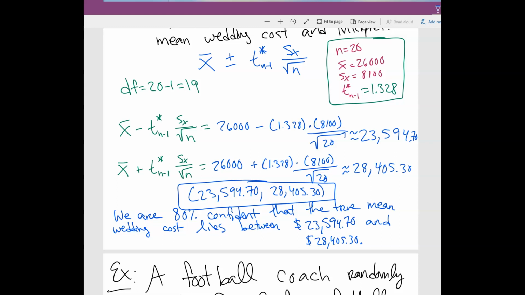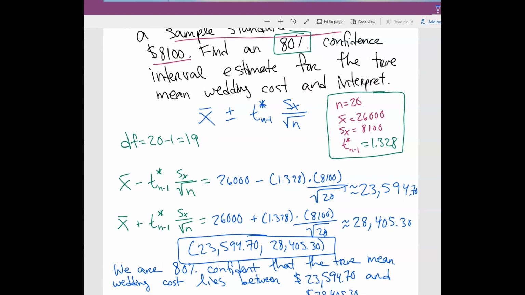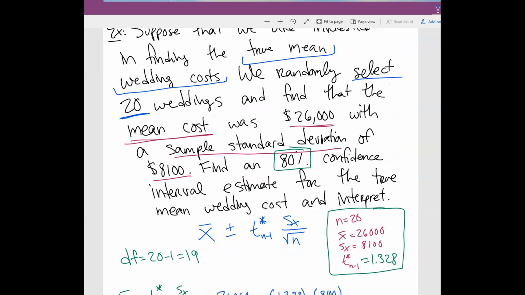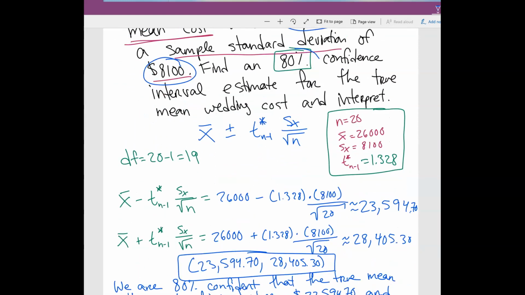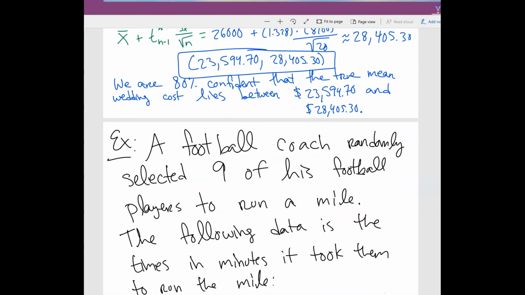Okay, so let's do one more problem. This one was very mechanical. Everything was given to you. Notice that the mean was given to you. The standard deviation was given to you as well. Everything was basically given to you. But sometimes they might just give you the data and you have to figure out everything else.